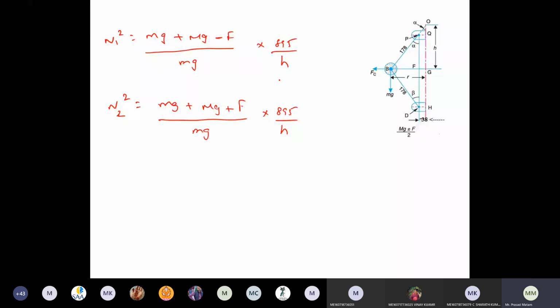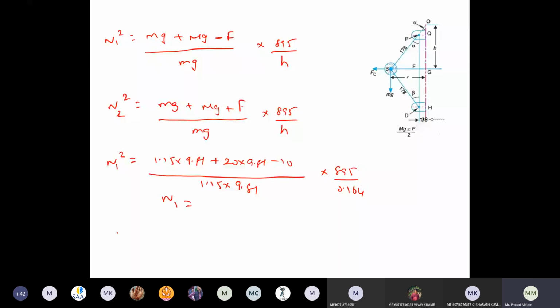There is no change in height. Substitute the values and give me the answer. So these are the formulas for n1 square and n2 square. Writing n1 square: 1.15 into 9.81 plus what is the mass m? 20 kg. 9.81 minus 10 by 1.15 into 9.81 into 895 by h. 164 mm, in terms of meters, is 0.164. Get the n1 value from this.